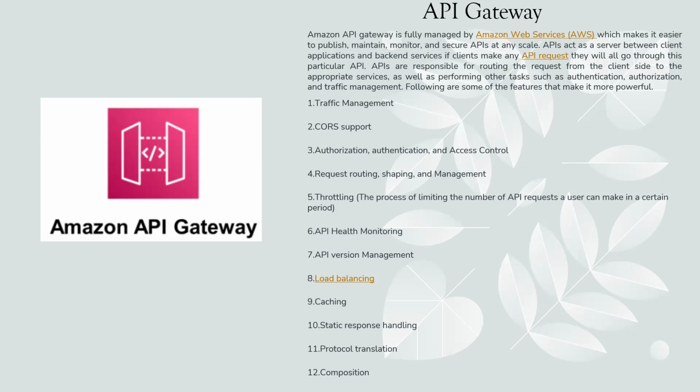Then there is throttling, the API rate limit that we were talking about. If a vendor is allowed to make 100 calls in a day, then after 100 calls all the requests will be throttled; they will be denied automatically. So that is the throttling process.